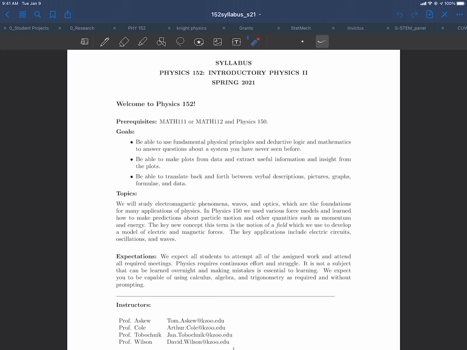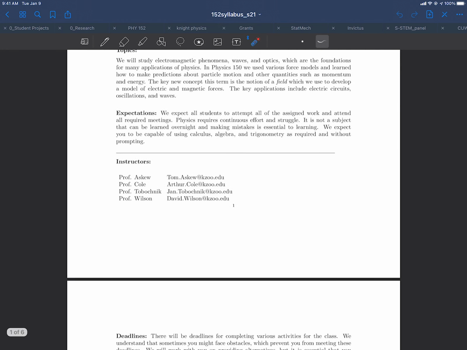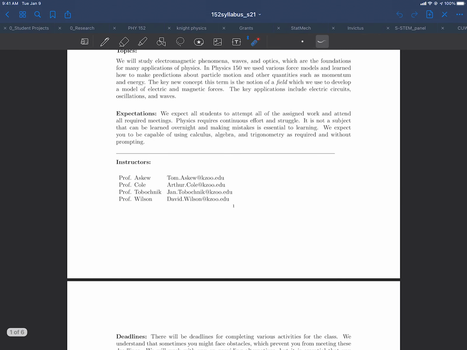That being said, this course is all going to be about electromagnetic radiation. Electric forces, magnetic forces, understanding where light comes from, understanding circuits, and I'm going to get into that in just a minute. First things first, we have another instructor joining us this term. We have Dr. Askew joining us, so there will be 4 instructors helping teach you this material.